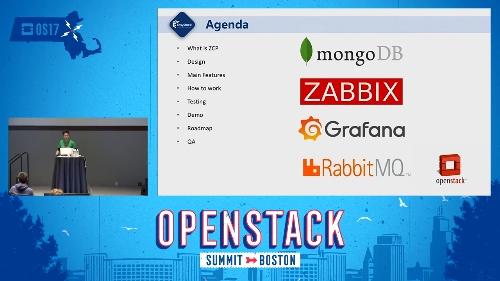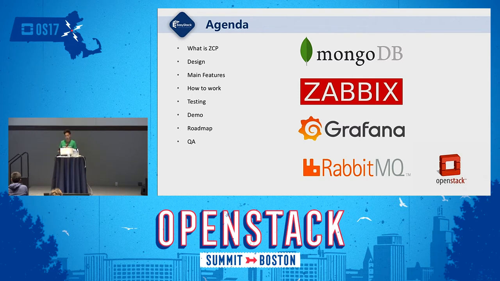And let's take a look at this introduction. The ZCP solution involves several commonly used software: MongoDB, Zabbix, Grafana, and RabbitMQ. Here I still need to mention three other OpenStack projects. They are Ceilometer, Keystone, and Nova.